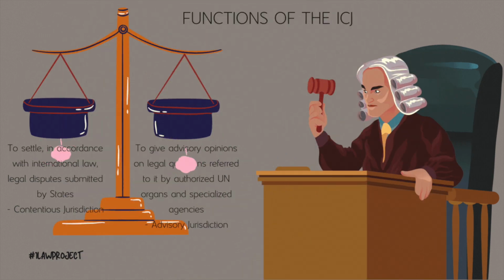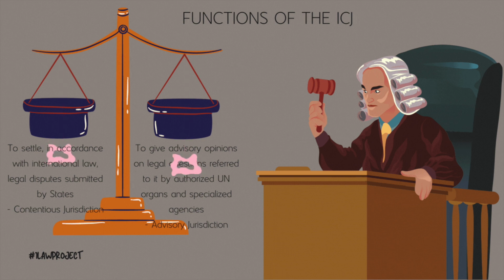Essentially, the International Court of Justice has two functions. One, to settle in accordance with international law legal disputes submitted to it by states. And according to Article 96 of the United Nations Charter, to give advisory opinions on legal questions referred to it by an authorized UN organ and specialized agencies.